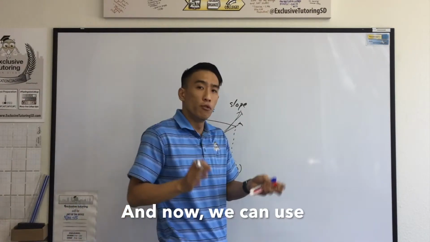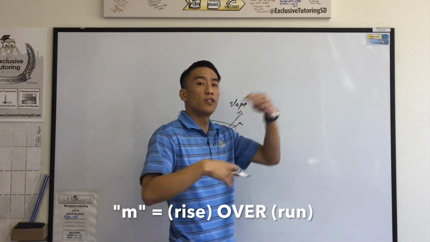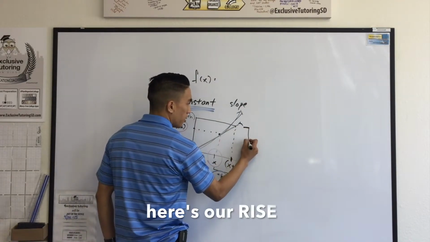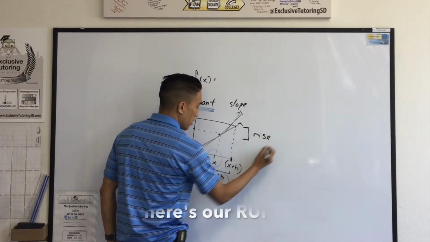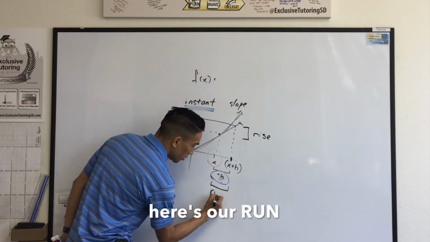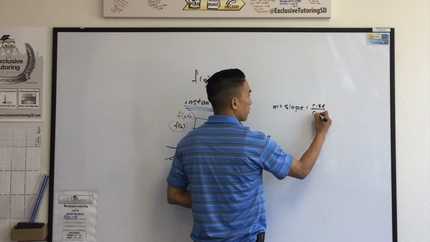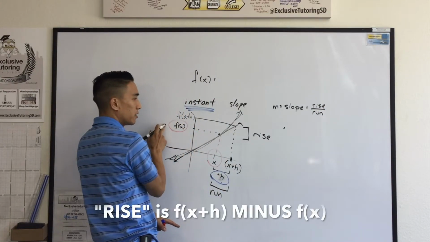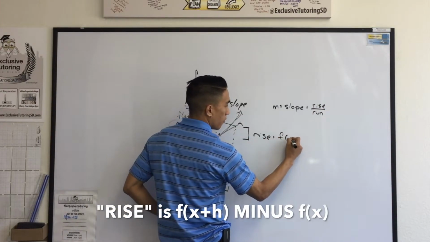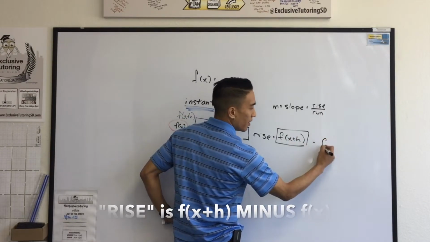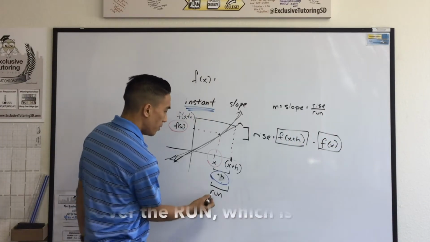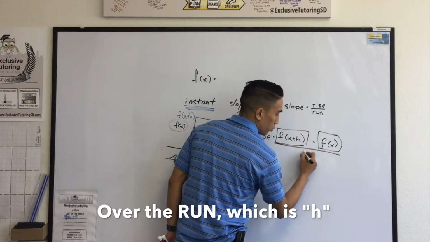And now what we can use is m is equal to rise over run. All right? So what we have here is a rise, and what we have here is a run. M, our slope, is equal to rise over run. Rise is this guy minus this guy. Just do it here. F of x plus h minus the second one. That is going to be over the run, which happens to be h.